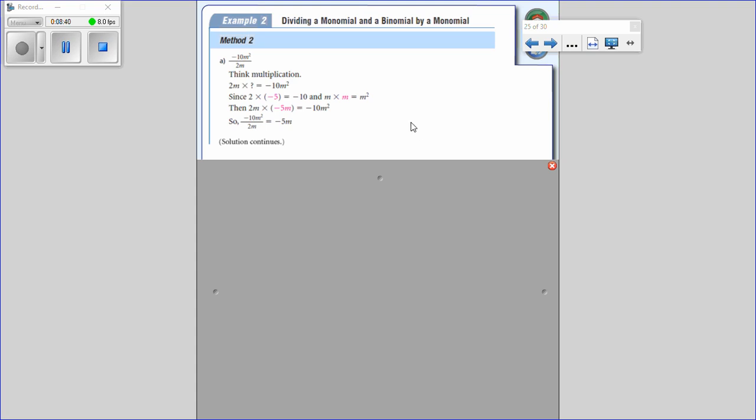So m times what would give me m squared? Well, m times m, right? So I know that there's going to be an m on one side and an m on the other side. That's why it's saying think multiplication. If I have 2m times what equals minus 10m squared? Well, 2 times minus 5 is minus 10, and m times m is m squared. That's where it's coming from.